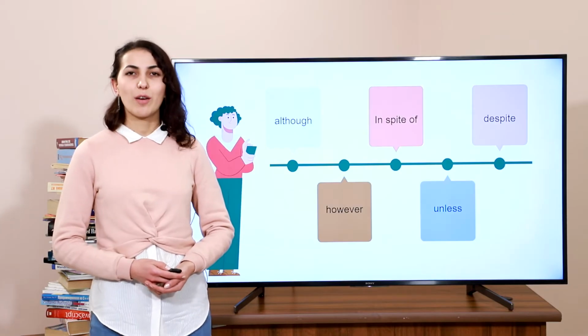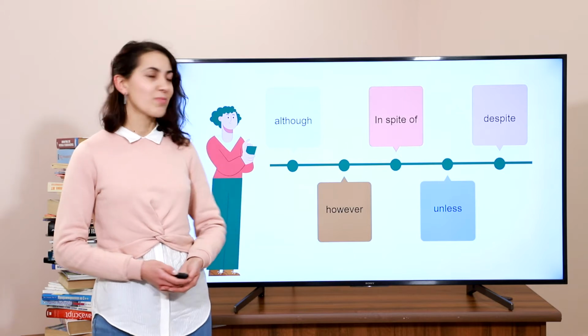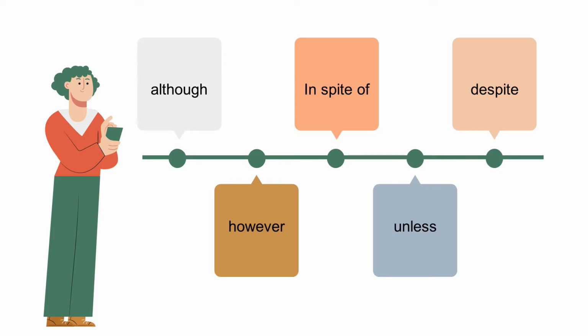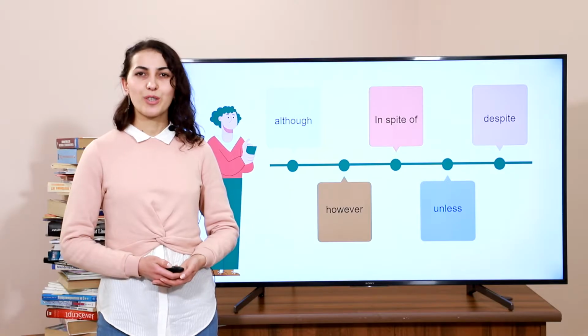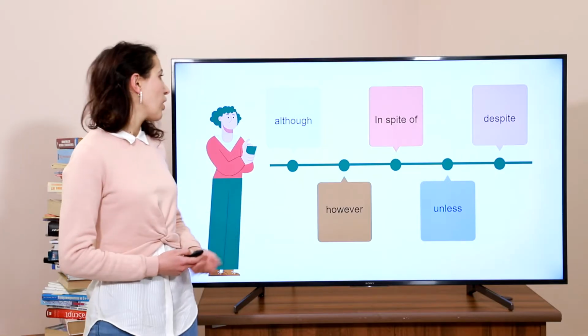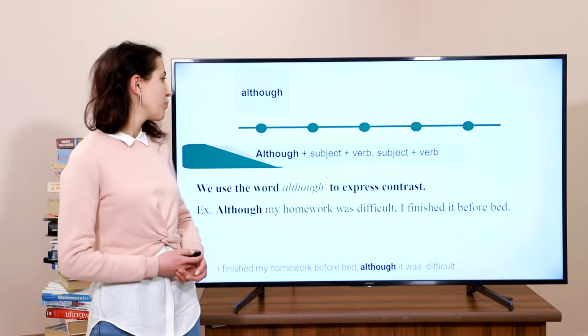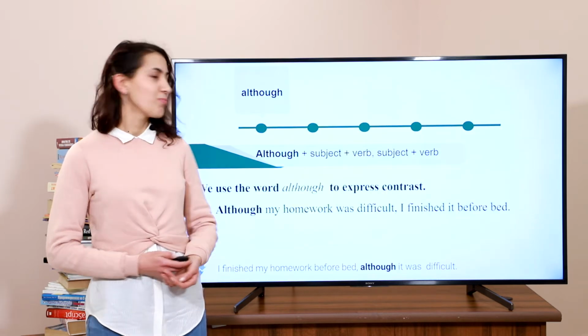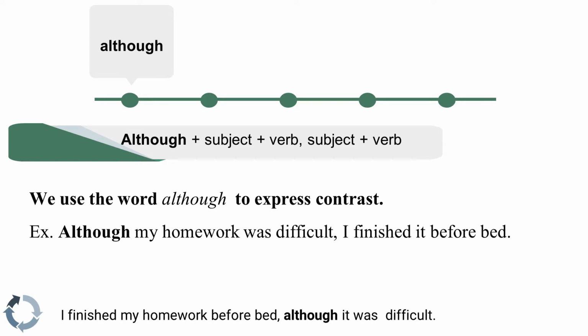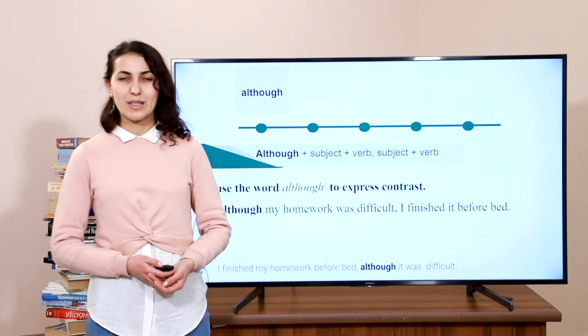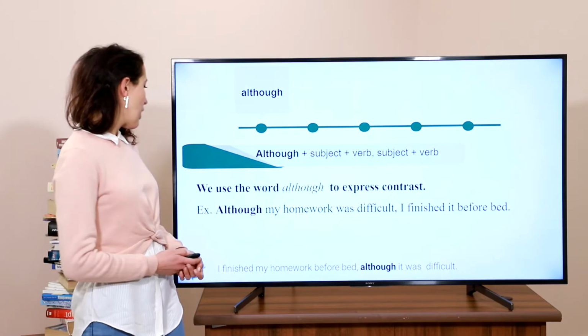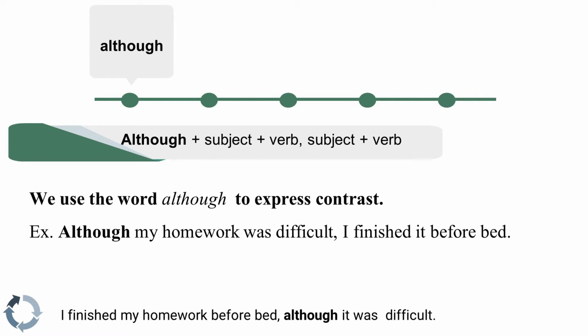For today, I have chosen the following connectives: so, although, however, in spite of, unless, despite. So first let's reflect on the first connective, although, which means чынayat. We use the word although to express contrast. An example: although my homework was difficult, I finished it before bed.